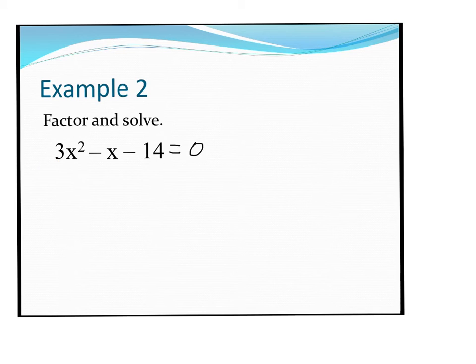The way that we do this is we take these two numbers, the 3 and the negative 14, and we multiply them together. If we multiply those together, we get a negative 42. With that negative 42, let's look at our middle term. What two numbers multiply to negative 42 but also add to negative 1? That's going to be negative 6 and 7.